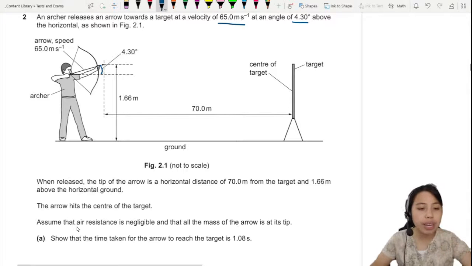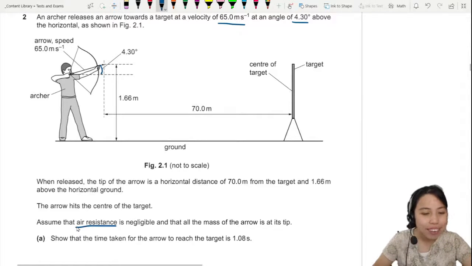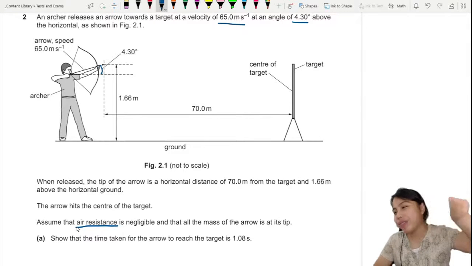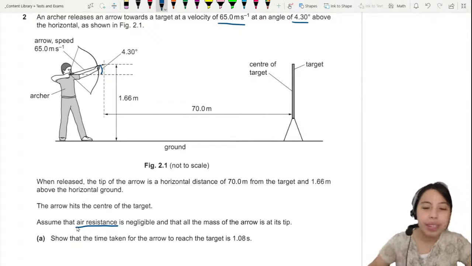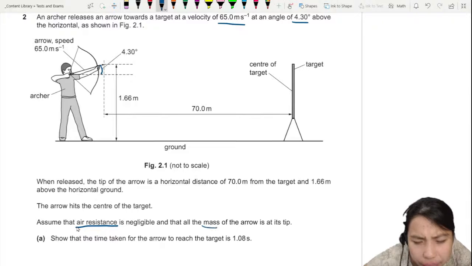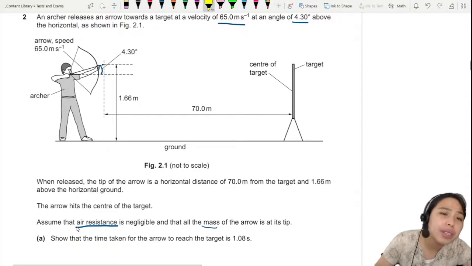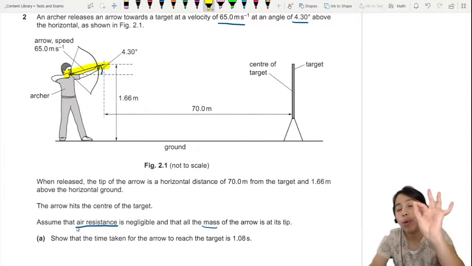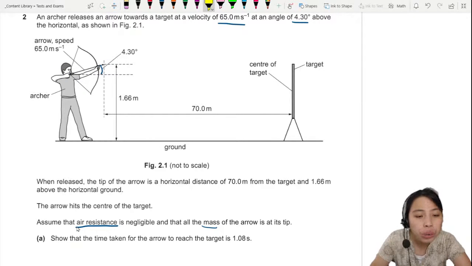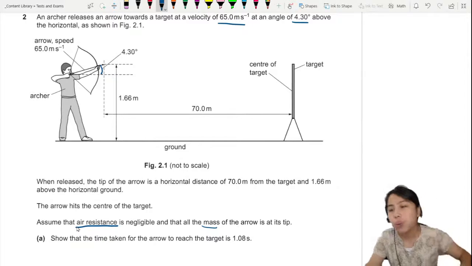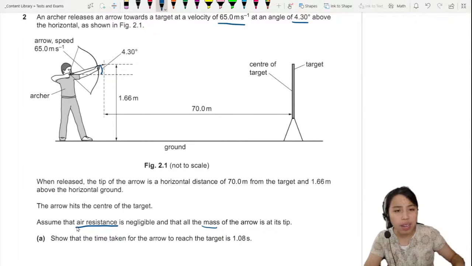The arrow hits the center of the target. So assume that air resistance is negligible. Very nice. No need to worry about drag force and all those other things. Okay, and all the mass of the arrow is at its tip. So although our arrow is a nice long object, we're going to assume it's just a point mass. Show that the time taken for the arrow to reach the target is 1.08 seconds.